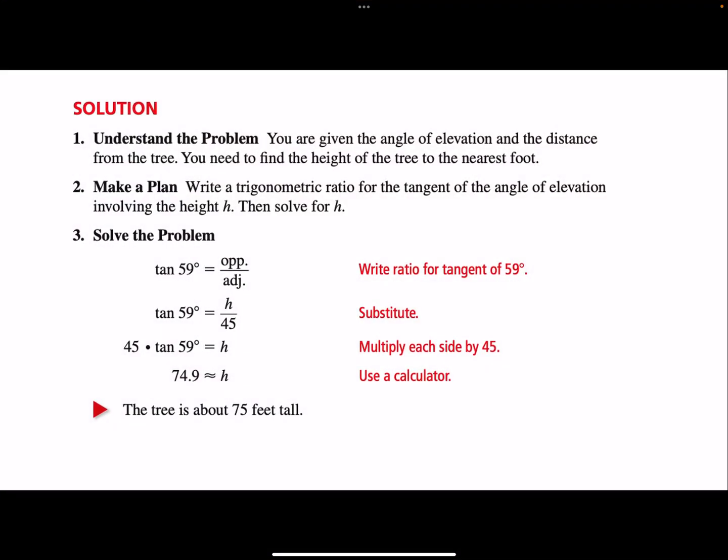I see that they rounded it to 75. That's fine. 74.9 would be the best answer. If you put 75, that's okay too for this specific problem, but I would leave it this way more often than not. Oh, never mind. It said find the height to the nearest foot. So 75 feet.